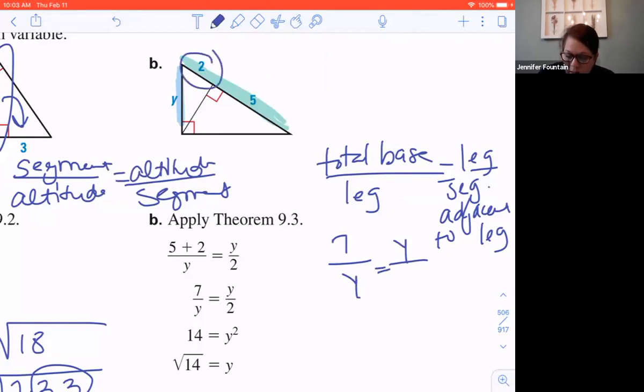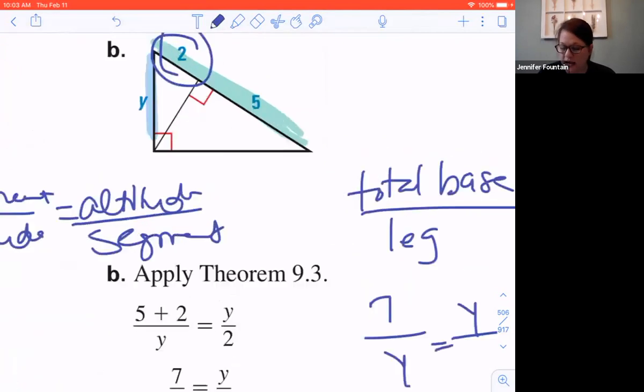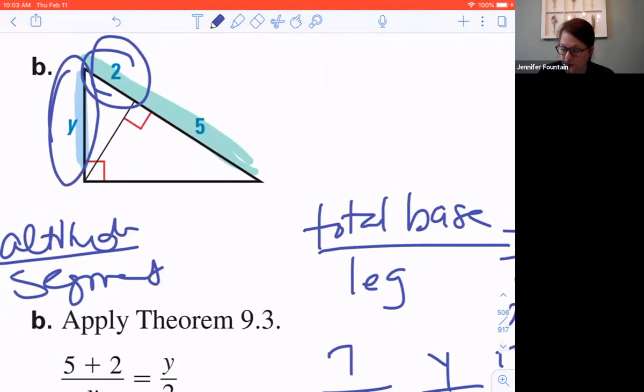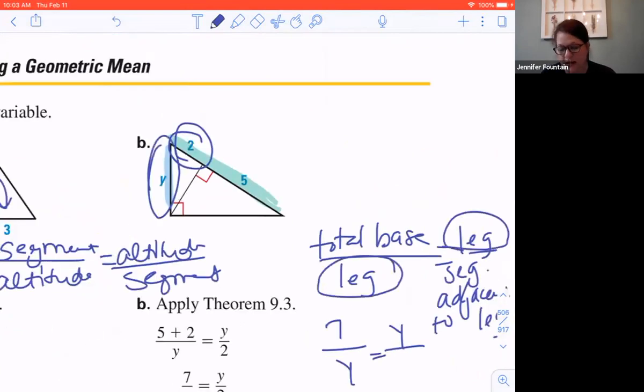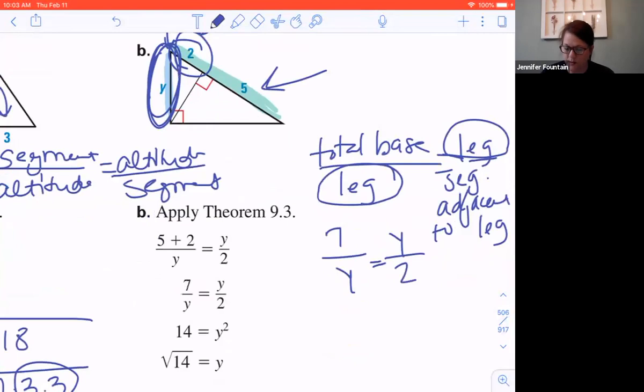So the way that I know that I'm going to be dealing with 2 instead of 5 is because when I look at this leg right here, whatever this leg is in my denominator and numerator, the segment adjacent to that leg means the one that joins with the vertex of the leg that was the geometric mean. That's why I'm not using the segment of 5. I'm going to use 2 because it is adjacent to the leg that I'm using. So that means that then it's over 2.